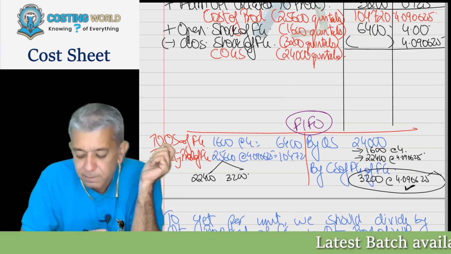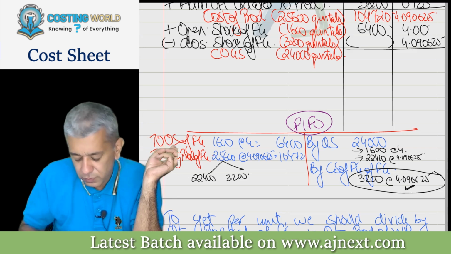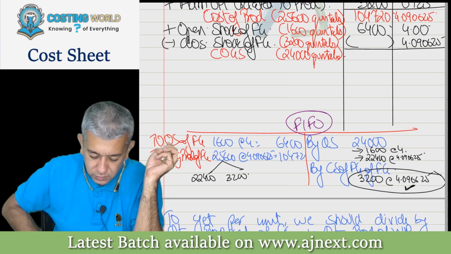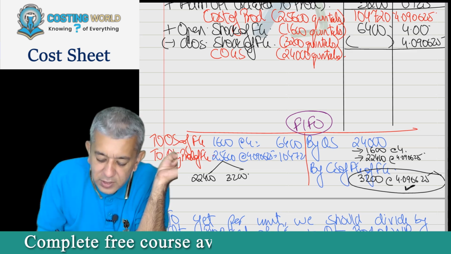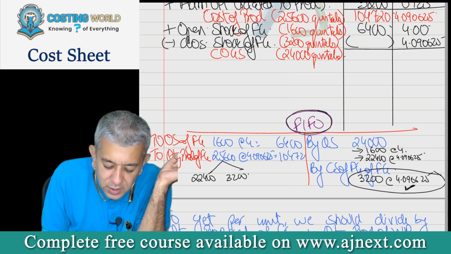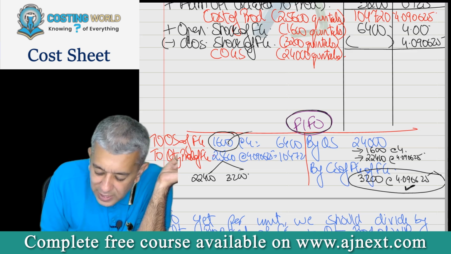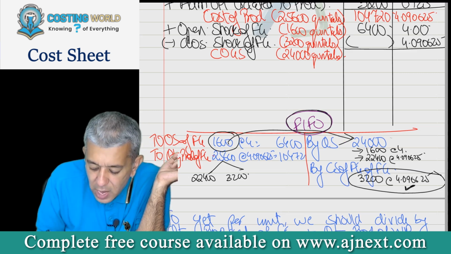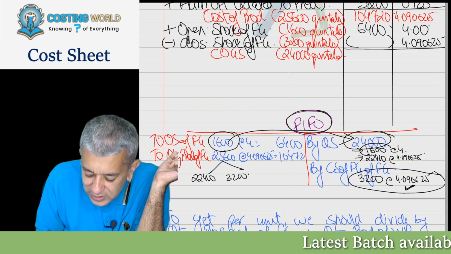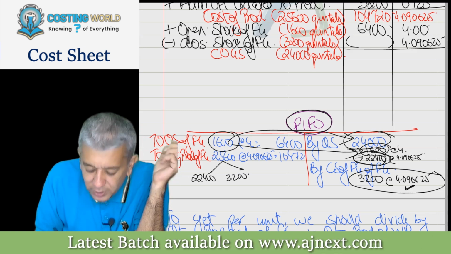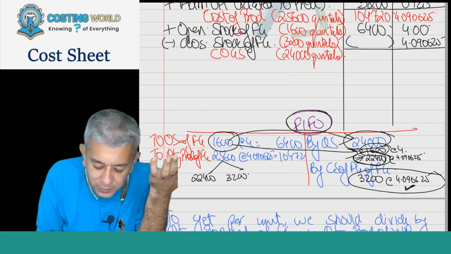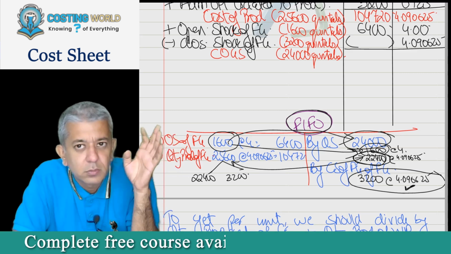4.090625. Sir, I have one doubt, sir. The quantity produced of finished goods is 22,400. Because I am following FIFO method, 1,600 must have been sold first. Out of 24,000, 1,600 comes from here. Balancing figure 22,400 would have come from where? It must have come from here only, no?